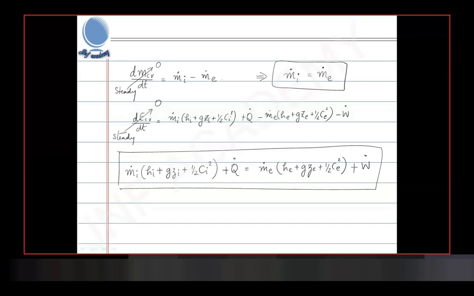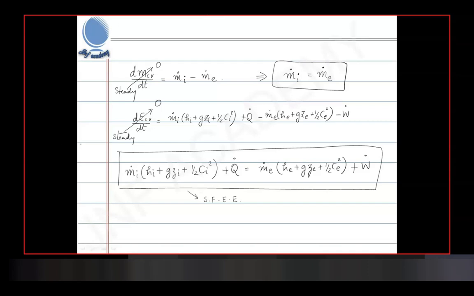This equation is given a name. It is called the steady flow energy equation. Because it's nothing but the energy equation, the first law of thermodynamics, but assuming that the control volume is steady and there is no energy change in the control volume. So the control volume remains at a constant energy with time. Whatever energy is entering the control volume, the same energy is leaving the control surface.